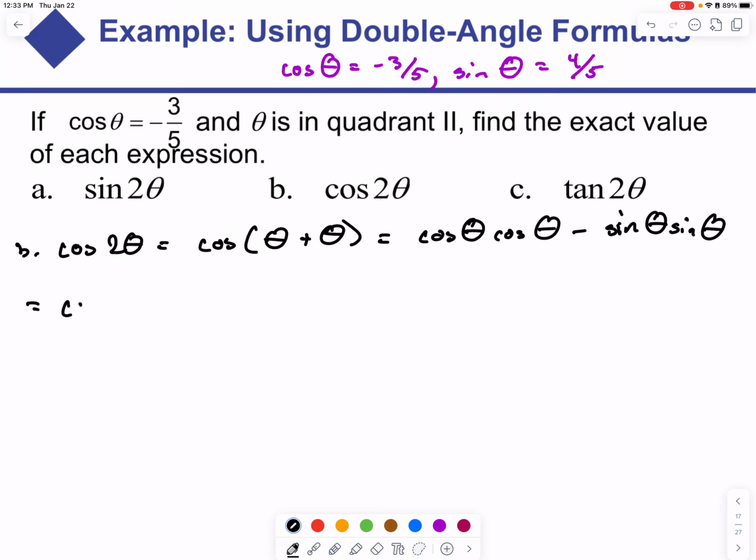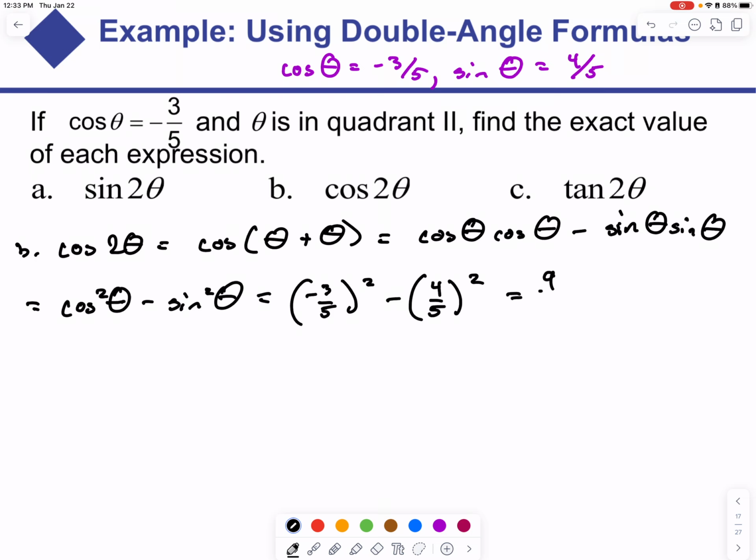We can condense that down. What is that? Cosine squared theta minus sine squared theta. Okay, so for cosine, we got this negative 3 over 5 squared. Sine, we got 4 over 5 squared. 9 over 25 minus 16 over 25. Negative 7 over 25.